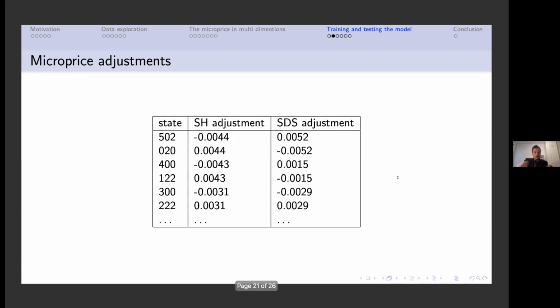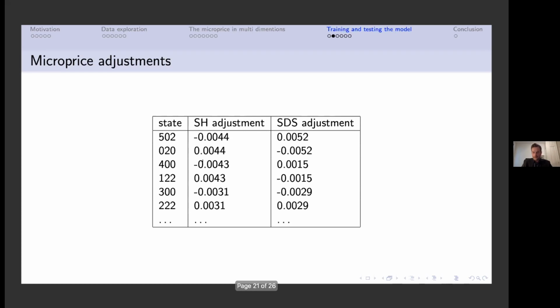Okay. So what we have here are my 52 states. As I mentioned, a 5 indicates that SH is somewhat overpriced, and that SDS is sort of underpriced. An imbalance of 0 for SH indicates that SH is likely to go down, and an imbalance of 2 for SDS implies that SDS is likely to go up. So the state 502 is the most extreme state, where everything is telling me SH should go down, and almost everything is telling me SDS should go up.